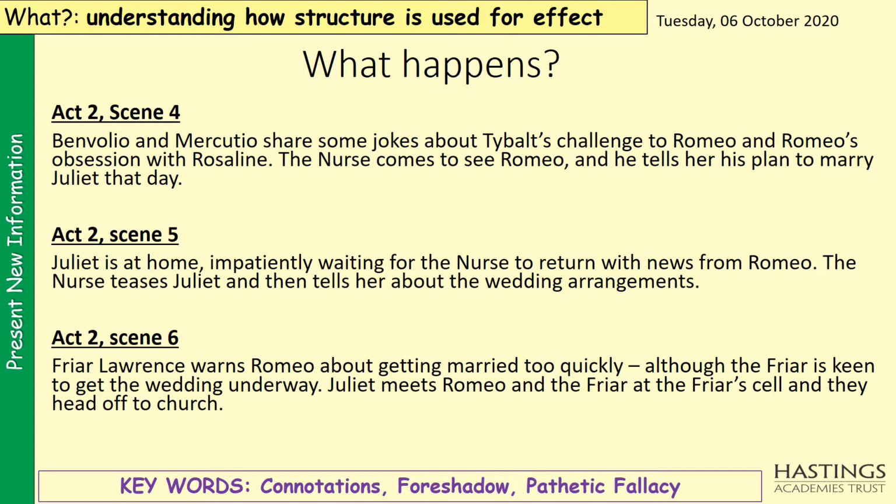And then we have Act 2, Scene 5. In this scene, Juliet is at home. She's really impatiently waiting for the nurse to return with news from Romeo. And the nurse teases Juliet and then tells her about the wedding arrangements. And then the last scene we're going to look at today, Act 2, Scene 6. Friar Lawrence warns Romeo about getting married too quickly. And although he is keen to get the wedding underway, Juliet meets Romeo and the friar at the friar's cell, and they head off to church.